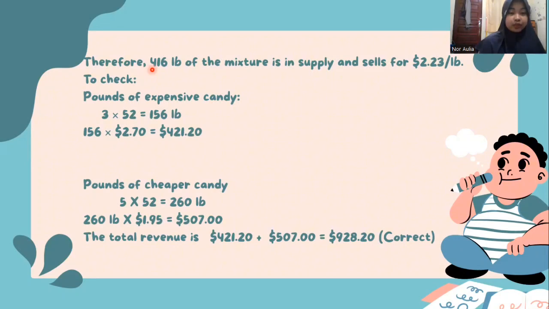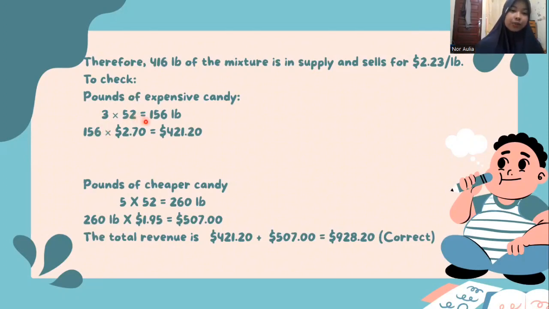Therefore, 416 pounds of the mixture is in supply and sells for $2.23 per pound.